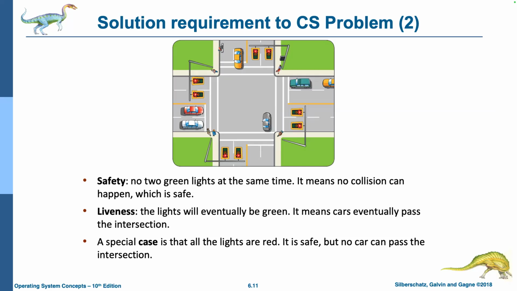Think about a very special case. All the lights are red. It's safe. It's very safe. Nobody can move. Yes, but it's not liveness. It's dead. It's not liveness. All the lights are red, so nobody can pass. It's safe, but not liveness. So for every kind of synchronization problem, we always ask these questions: deadlock, livelock, safety, liveness.